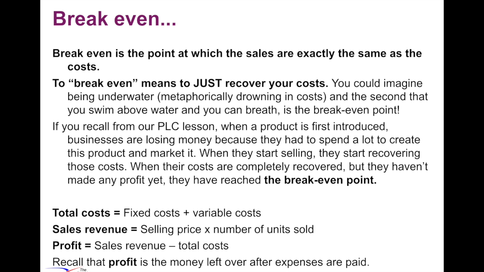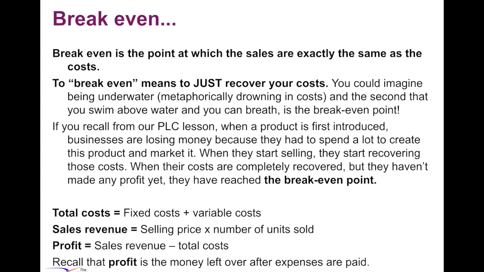But anyway. If you recall from our PLC lesson, when a product is first introduced, businesses are losing money because they've had to spend a lot to create the product and market it. When they start selling, they start recovering those costs. When those costs are completely recovered, but they haven't made any profit yet, they've reached the break-even point. So, total cost is equal to fixed cost plus variable cost. And sales revenue is equal to selling price times the number of units sold. Now, we went through that already, but I thought I'd just write it down.